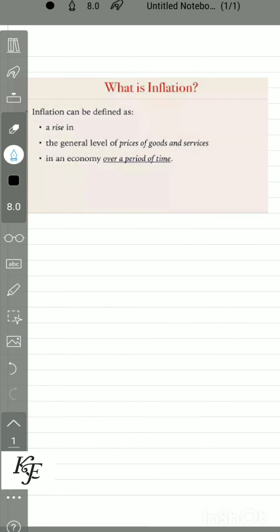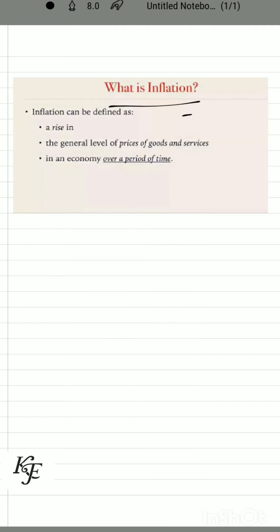Okay, guys, so we'll be talking about inflation today. So, what is inflation? What do you mean to inflate something? When you inflate a balloon, let's say, what do you do? You increase the size of the balloon. So, what is meant by inflation? Inflation is nothing but increasing the size of money, not the power, the size of money.